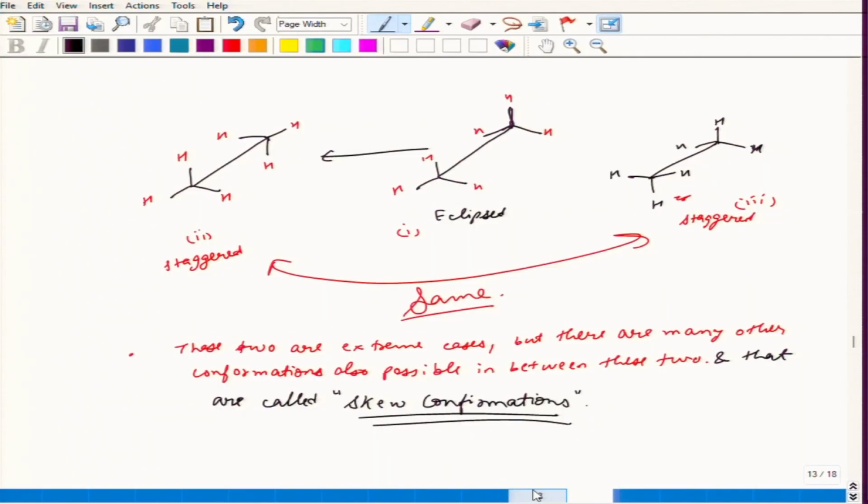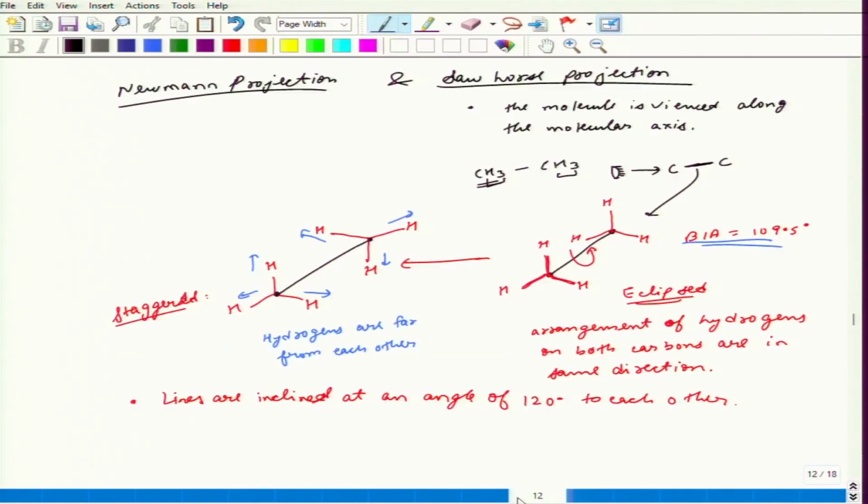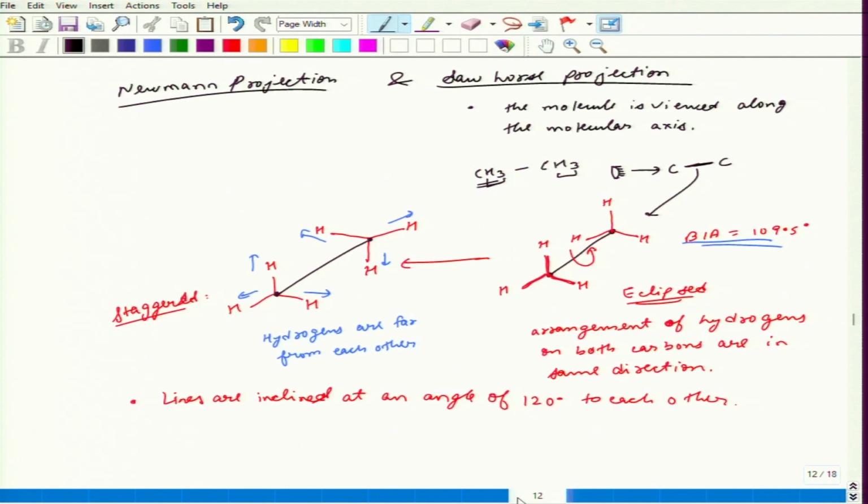The Sawhorse projection is just the way we see a molecule. The molecule is viewed along the molecular axis and can be represented by a ball and stick model. So, two center carbons are taken, and the hydrogen atoms are arranged accordingly. Two extreme possible cases are there. One is eclipsed, another is staggered. Eclipsed means the hydrogens are as close as possible to each other, and staggered means as far as possible, giving the two extreme cases.